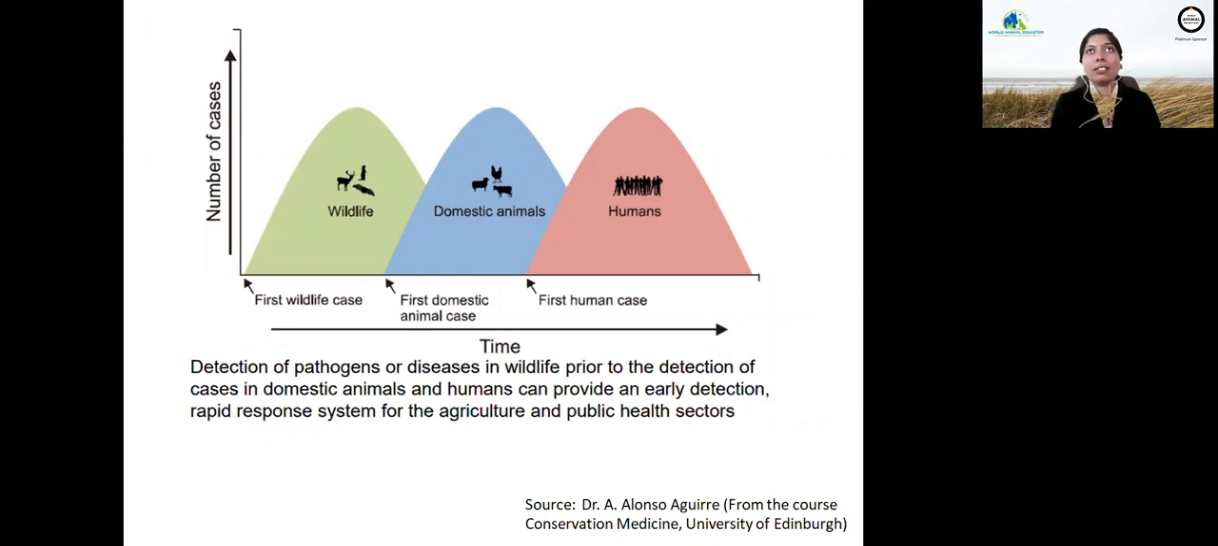So with increased human intervention and encroachment, we can think of more surveillance in the wildlife population through passive or active surveillance. We need to find the cases in wild animals, and we should never miss any opportunity to do this surveillance. Periodic surveillance is highly recommended to find cases in the wildlife population, so that a rapid response system can be created to control the disease in domestic animals as well as in the human population.